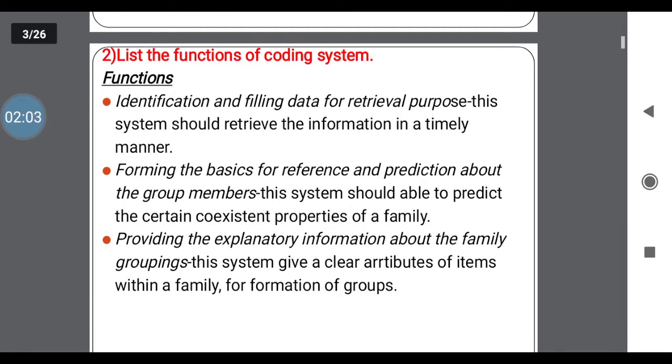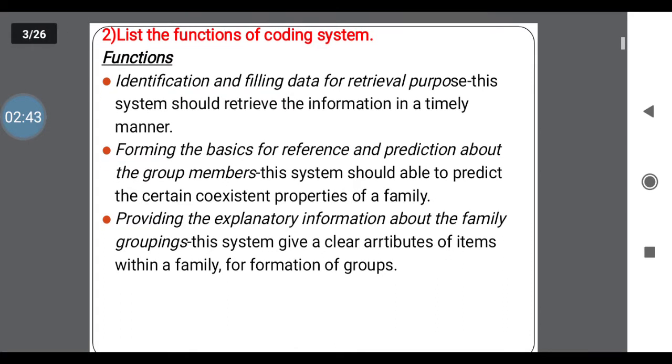The next question is: list the functions of coding systems. So what are the functions of coding systems? The first one is identification and filing the data. For identification and filing the data, we use the coding systems. Second one is forming the basis for reference and prediction about the group members, that is, to remember a reference of the group members in that particular group. Next one is providing explanatory information about the family groups. It gives clear attributes of items within a family for formation of the groups. These are some functions of coding systems.